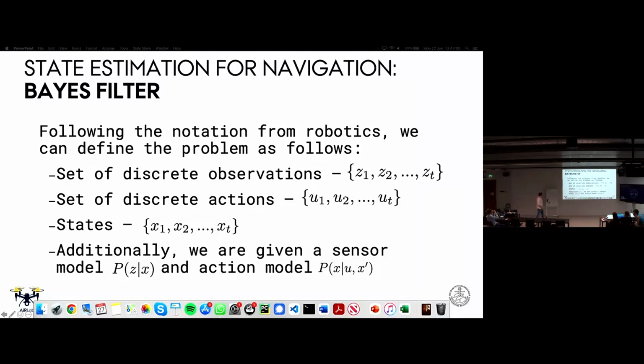Cool. So let's do some equations. In order to define a Bayesian filter, we can define using notations from classical robotics, if you will, a set of discrete observations using the letter Z.